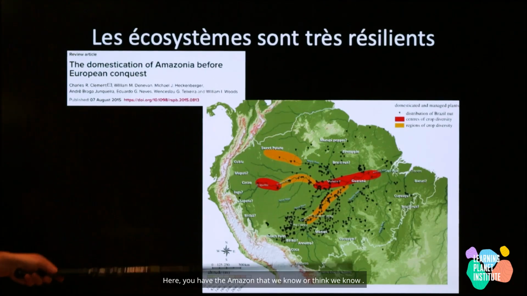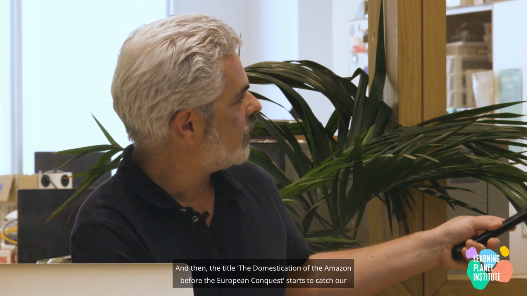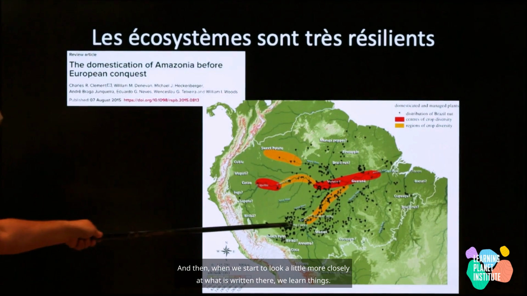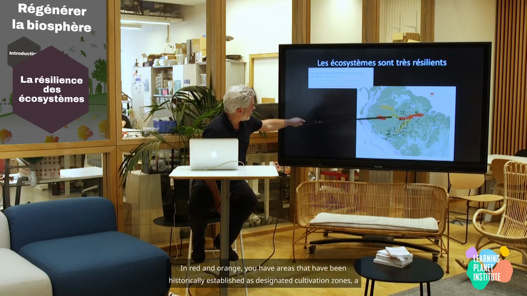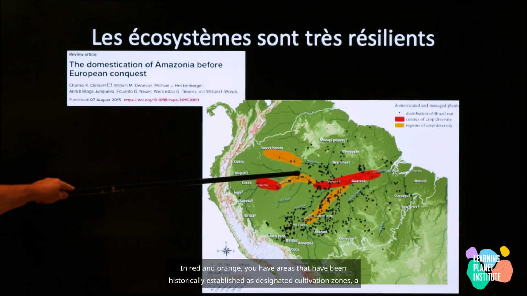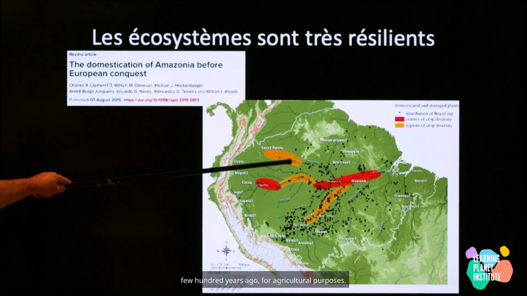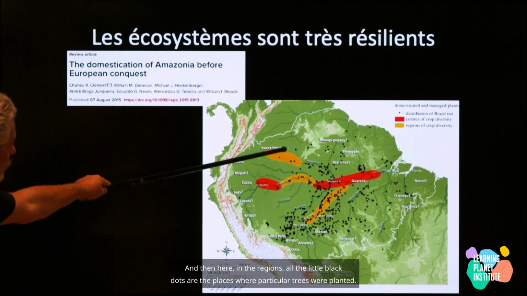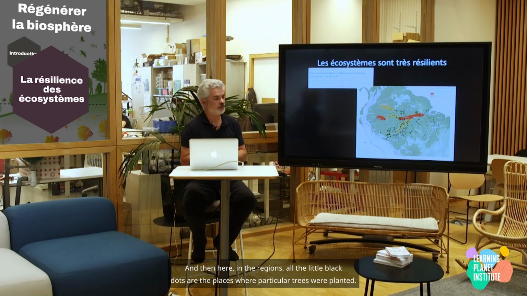Here you have the Amazon that we know or think we know, and then the title, The Domestication of the Amazon Before the European Conquest, starts to catch our attention. When we start to look a little more closely at what is written there, we learn things. In red and orange, you have areas that have been historically established as designated cultivation zones a few hundred years ago for agricultural purposes. And then in the regions, all the little dots are the places we planted.